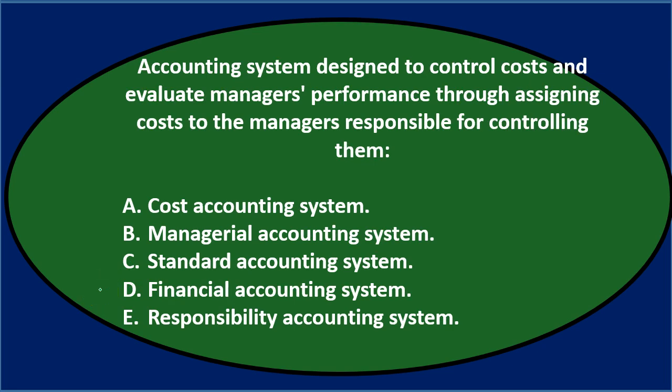Next question. An accounting system designed to control costs and evaluate managers' performance through assigning costs to the managers responsible for controlling them is A, cost accounting system, B, managerial accounting system, C, standard accounting system, D, financial accounting system, or E, responsibility accounting system. Let's go through this again using the process of elimination.